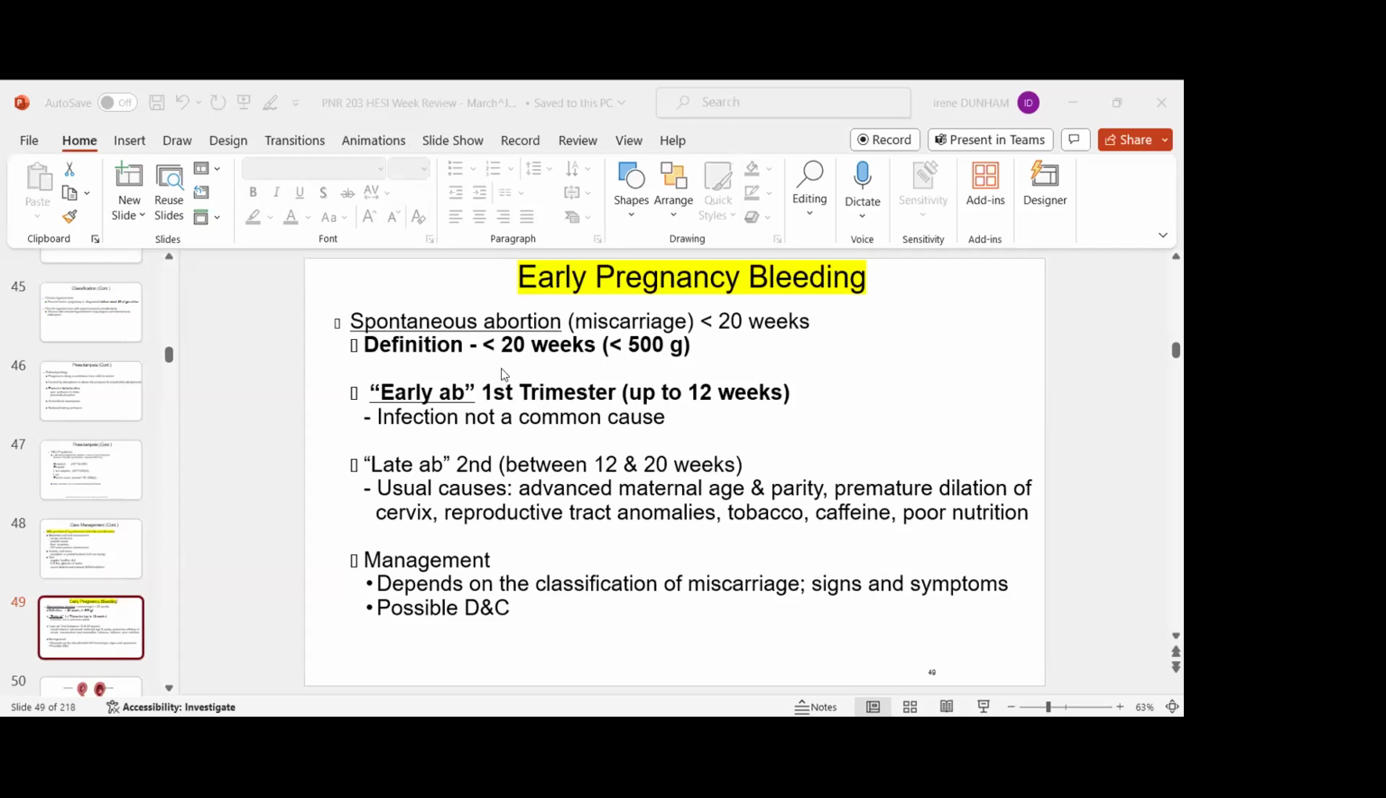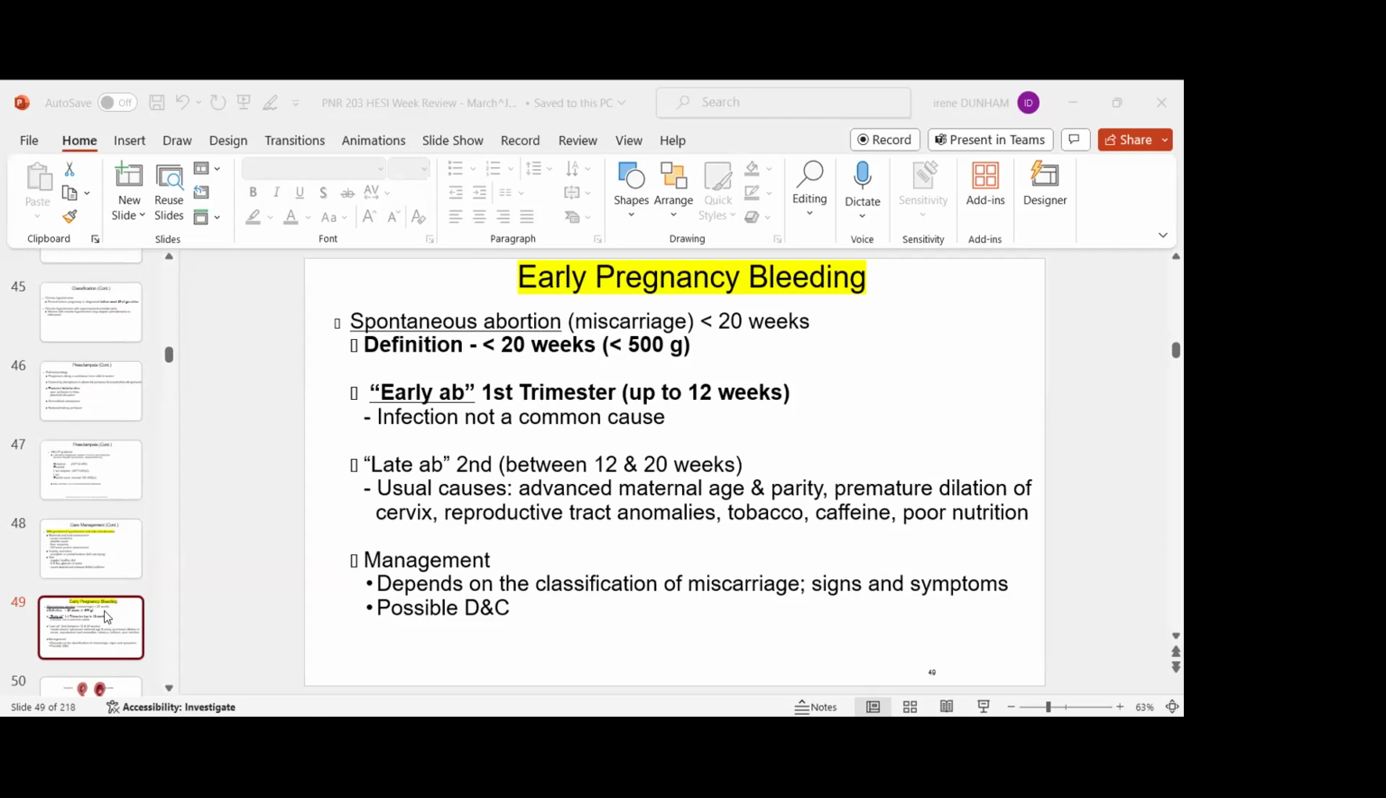Okay, so I'm going to go over now early pregnancy bleeding. So what we've got here is early. That means less than 20 weeks. Remember, 20 weeks is your viability. So you've got early AB, which is your first trimester, which goes up to 12 weeks, right? Because each trimester is 13 weeks. All right. And it does depend upon if it's a complete.